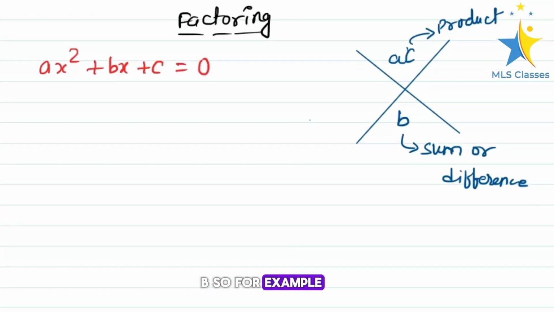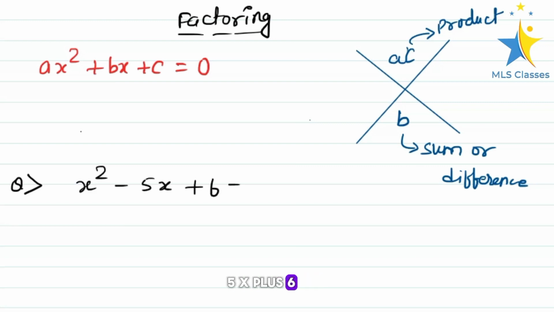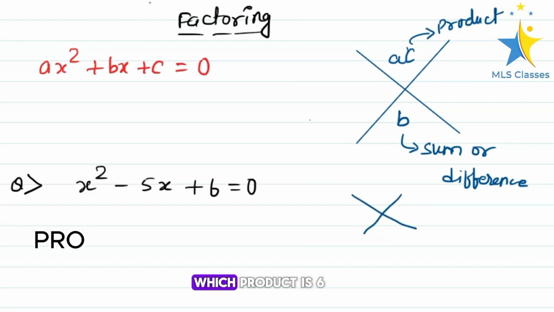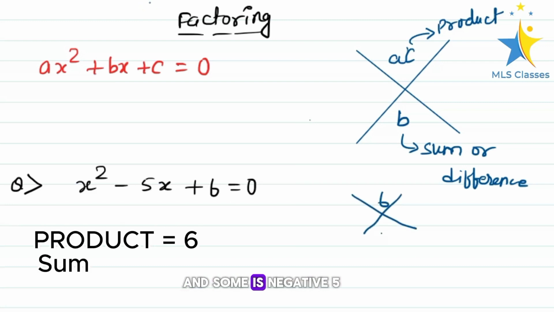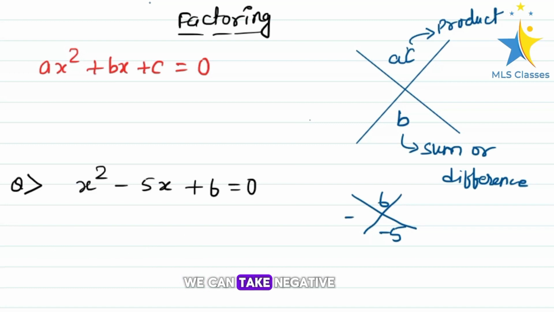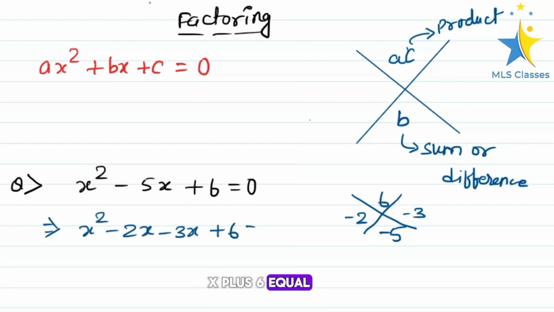So for example, x square minus 5x plus 6 equal to 0. That means we need to find two numbers whose product is 6 and sum is negative 5. You can see we can take negative 2 and negative 3. Their sum gives negative 5, whereas the product of these two is 6. Now we will replace negative 5 with them. So we can write this as x square minus 2x minus 3x plus 6 equal to 0.